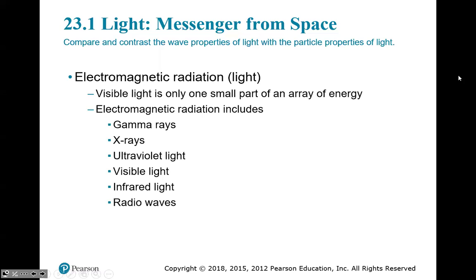So that's why gamma rays and X-rays, which are the highest energy electromagnetic radiation, and also ultraviolet light, can give you cancer. That's because they have enough energy to actually damage molecules, including DNA, and damaged DNA can mutate and can cause cancer.